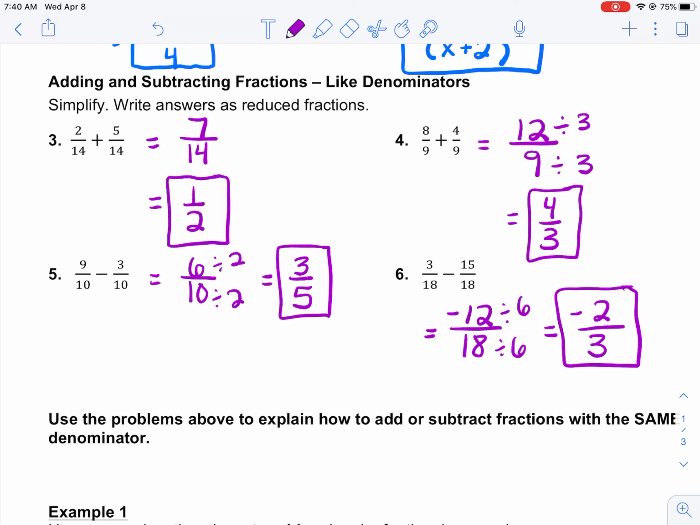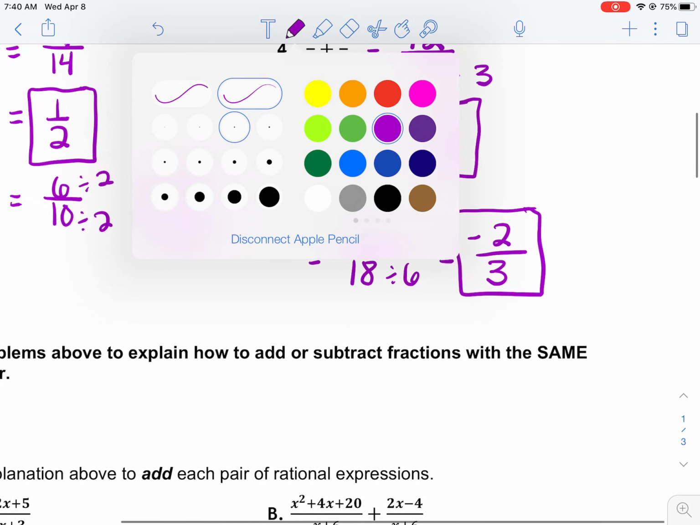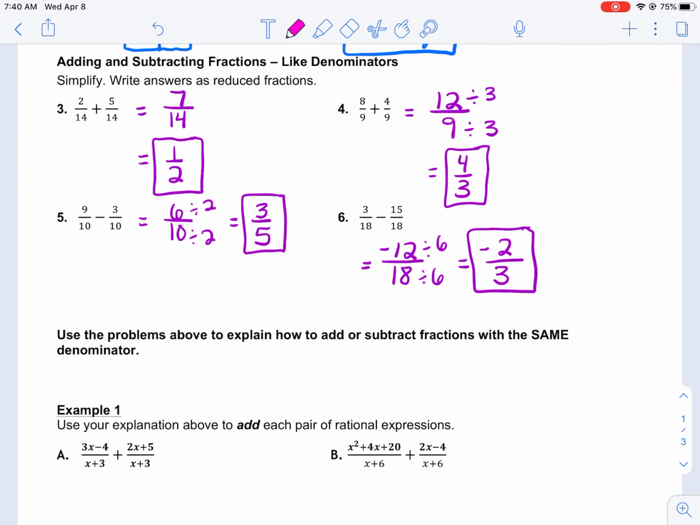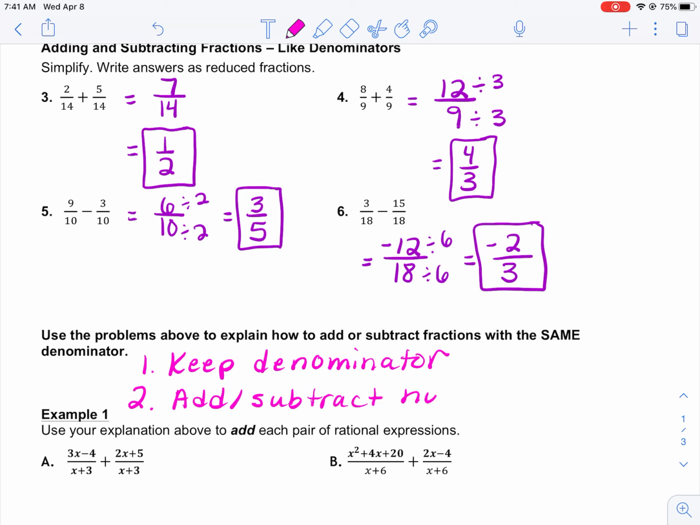Okay, so that's also a good kind of ALEKS skills review for you. All right, so it says use the problems above to explain how to add or subtract fractions with the same denominator. So the key when you have the same denominator is you keep the denominator, and then you're going to combine the numerators by adding or subtracting. So add or subtract the numerators.